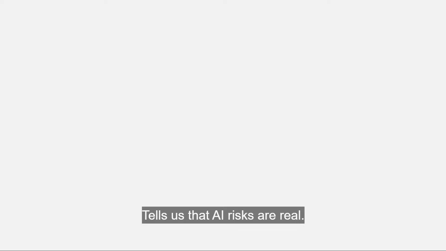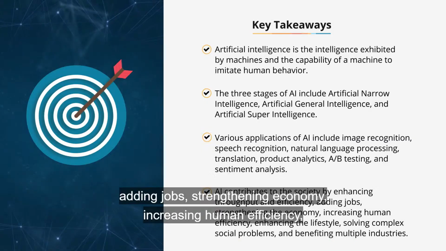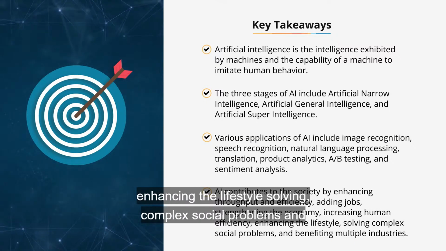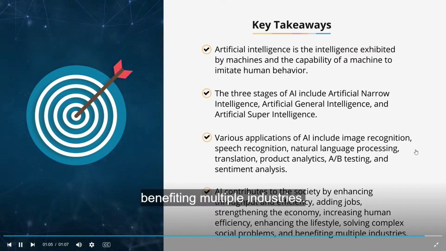And finally, AI contributes to society by enhancing throughput and efficiency, adding jobs, strengthening the economy, increasing human efficiency, enhancing the lifestyle, solving complex social problems, and benefiting multiple industries.